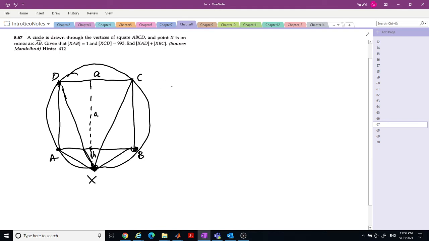So what we find is that half of A times H is equal to 1, and half of A times (A plus H) is equal to 993, right? So we are going to solve for what it is.